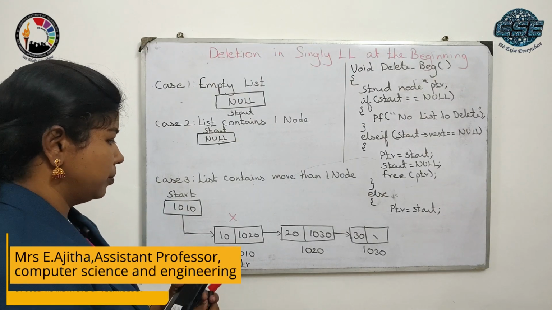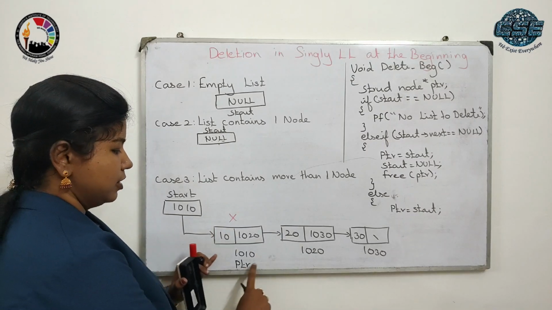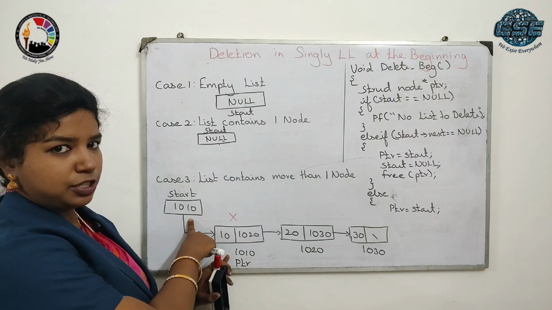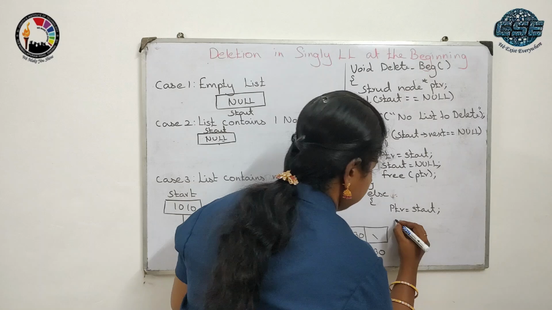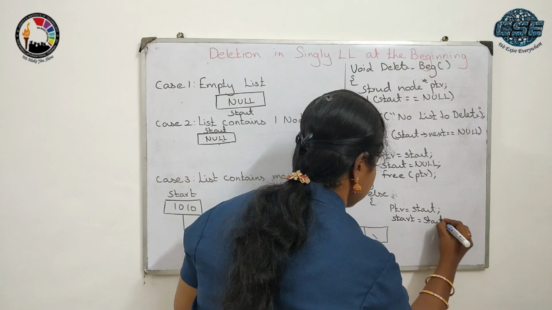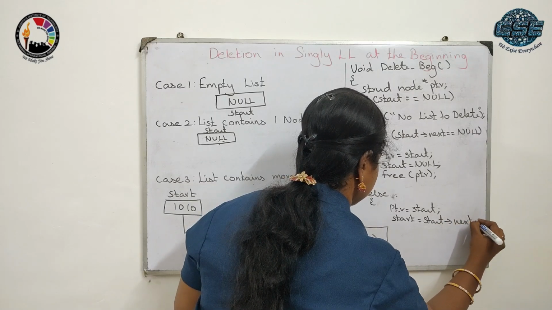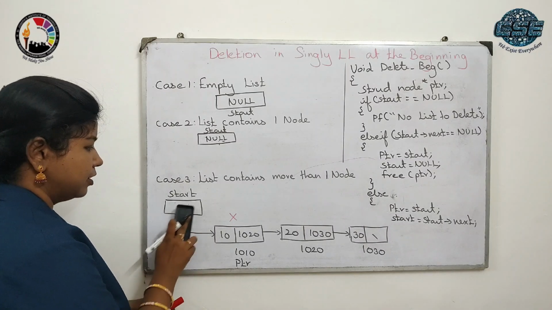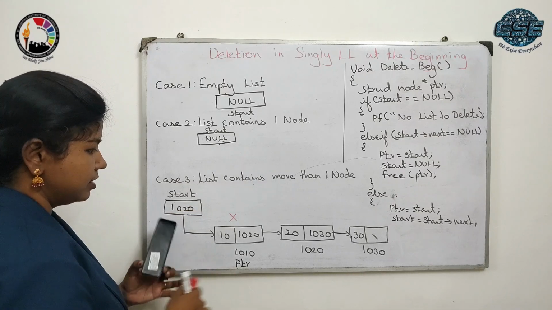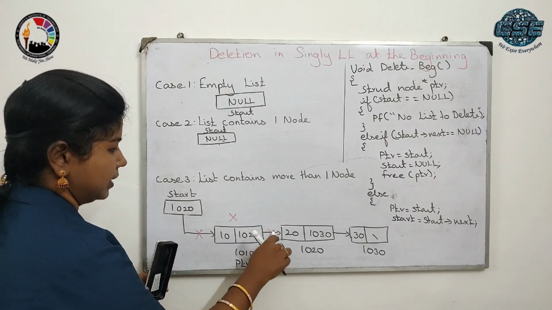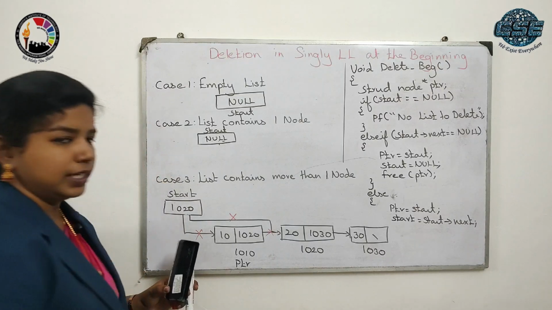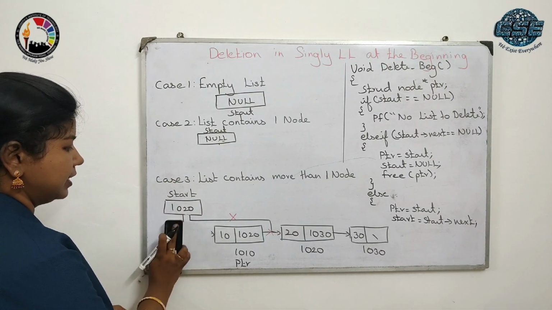Then I have to make the start point to start of next. So this is your start. Start of next is nothing but 1020. So this start has to be changed with the address of start of next. So I have to write start is equal to start of next. So this start will get the address of the start of next, that is 1020. So this link will be deleted, and you will have a link from the start node to the next node.